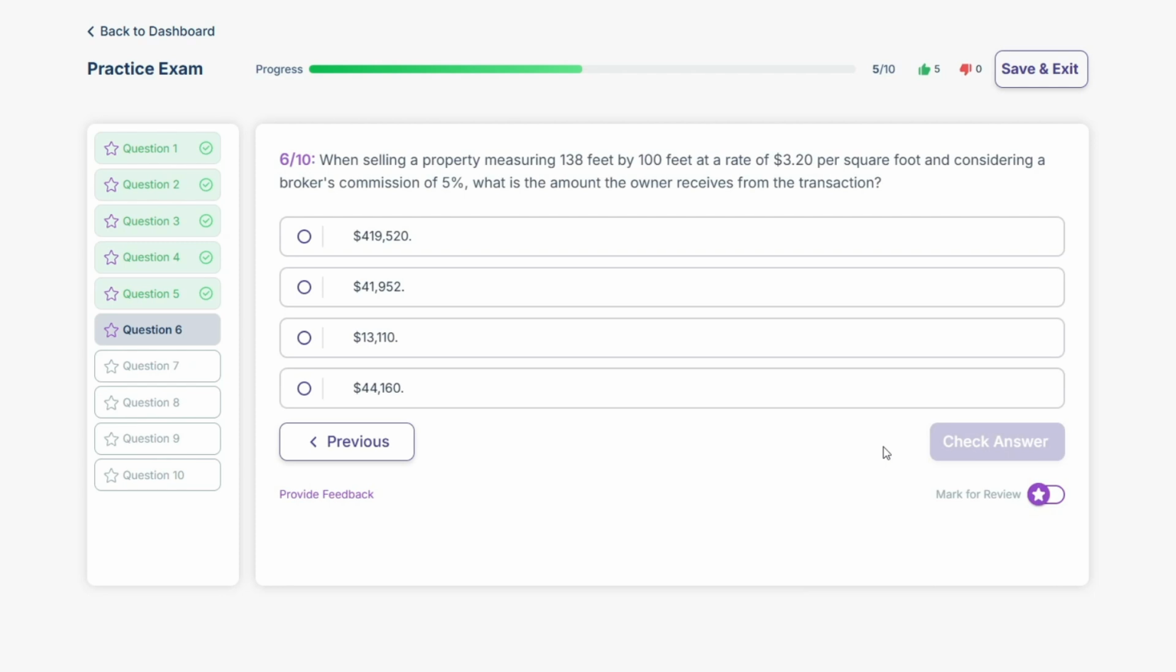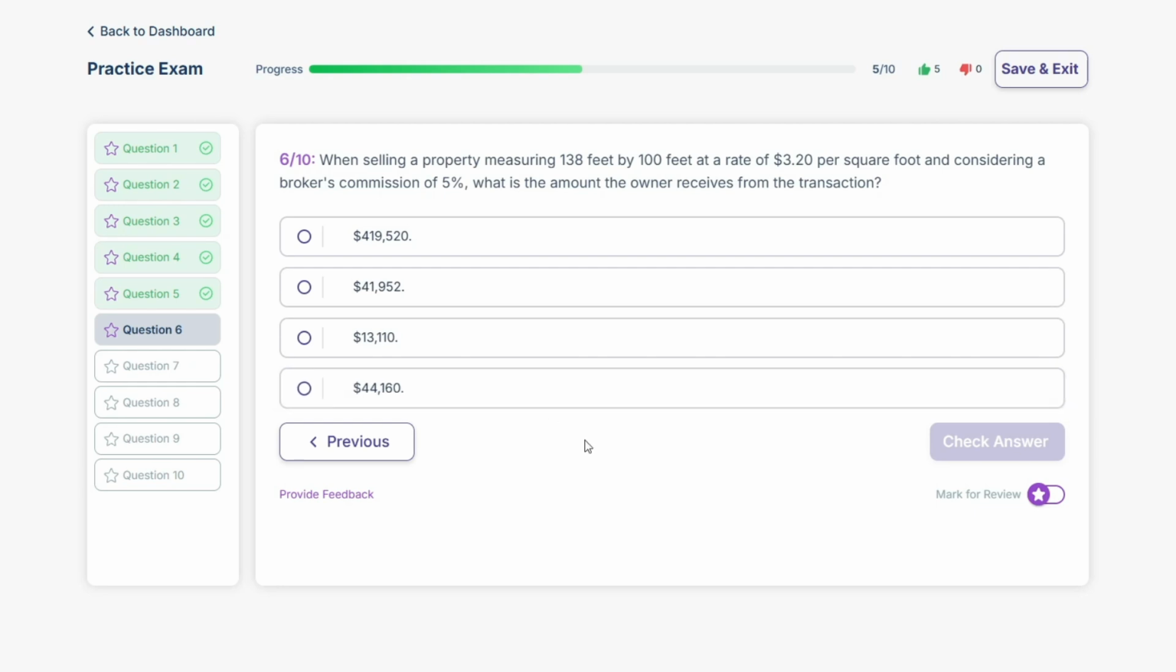When selling a property measuring 138 feet by 100 feet at a rate of $3.20 per square foot, and considering a broker's commission of 5%, what is the amount the owner receives from the transaction? A. $419,520. B. $41,952. C. $13,110. D. $44,160.